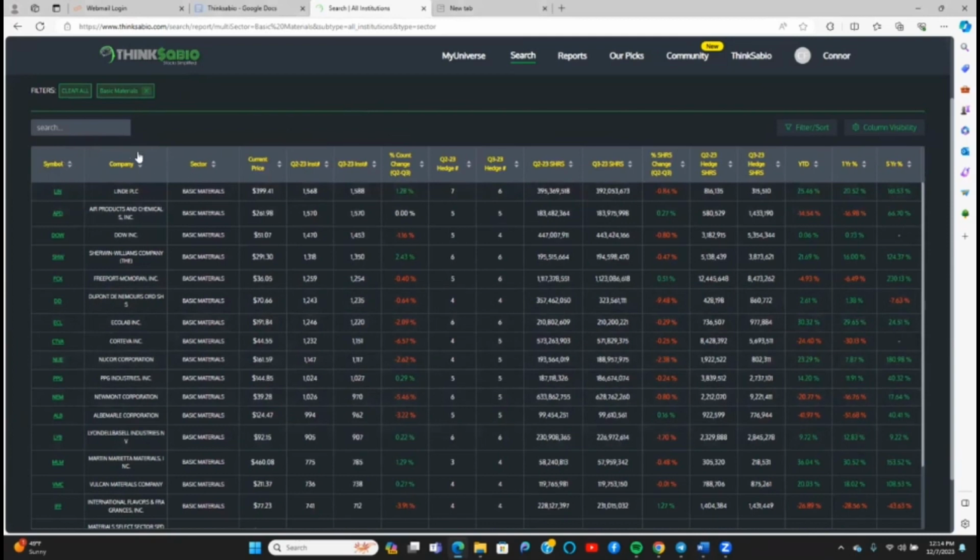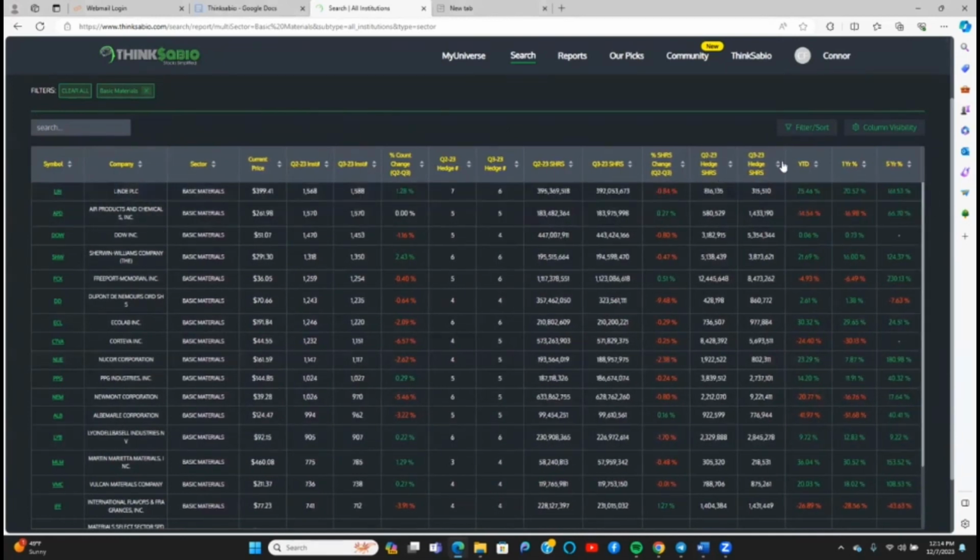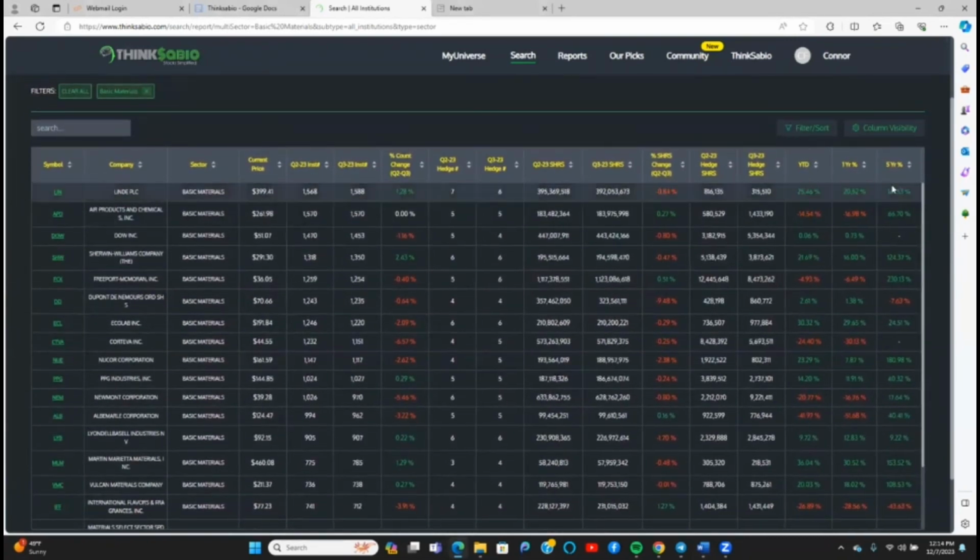So you get to look at the stock, the company, the symbol, the institutional investment, the hedge fund investment, as well as more general information like overall volume, hedge fund volume, and then the percent return year to date, 1 year, and 5 years.